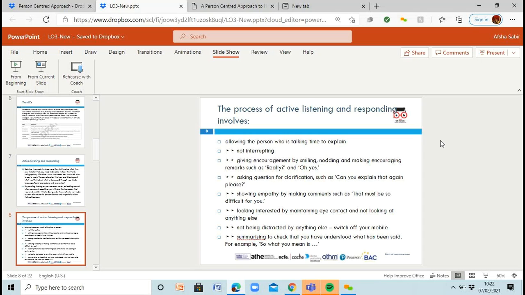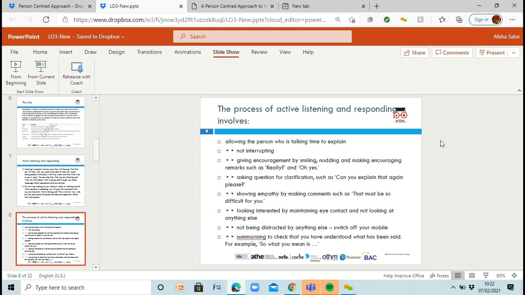Look interested. Maintain eye contact and then don't look at anything else. Now, maintaining eye contact doesn't mean staring them down, because that can be a bit aggressive when someone's not blinking. So just do natural eye contact where you're looking at them when they make contact with you, looking down a couple of times, looking up again, to just make sure that it is a little broken. Don't be distracted by anything else. Don't look at your watch. Don't look at your notes. Don't look at your mobile phone.